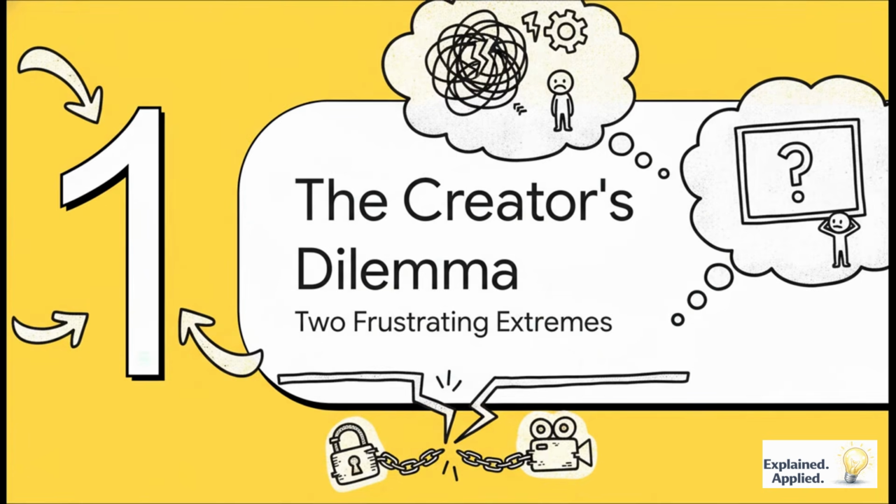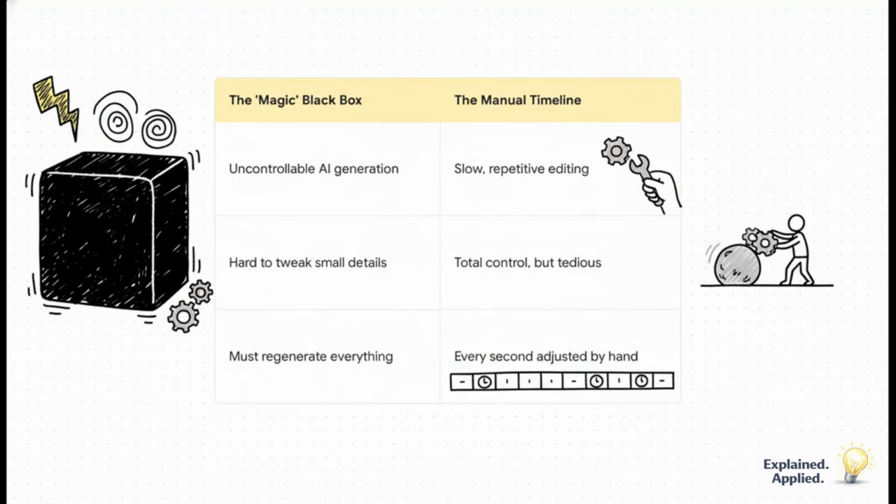So to really get why this new approach is such a big deal, we first have to talk about the core problem that so many creators are facing. It really does feel like you're caught between a rock and a hard place. And this slide just nails that dilemma, right? On one side, you have the quote-unquote magic black box, some of these AI tools. You get something that looks amazing, but you have basically zero control. Need to tweak one tiny thing? Forget about it. You got to regenerate the whole shebang.